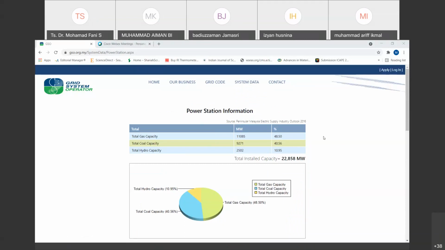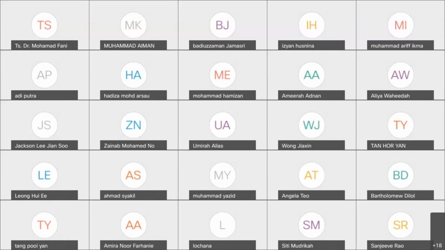Okay, you can explore more all about the peninsular data for the energy consumption for the generation side. Now, we finish the desktop data, and let's move to room data survey.